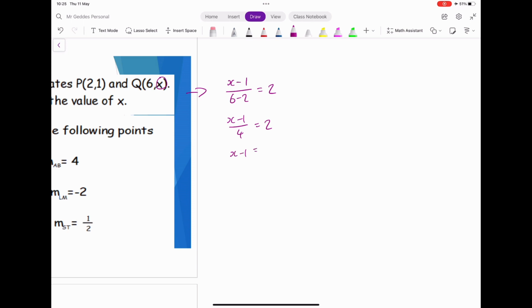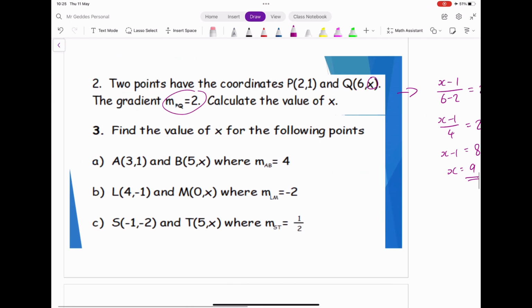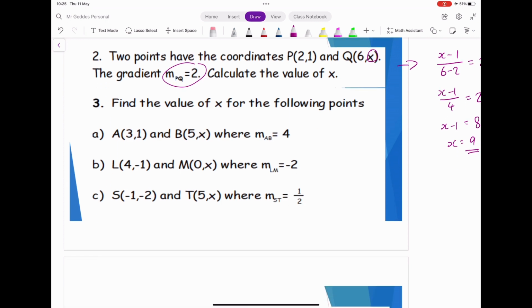Multiply both sides by 4 to get that. Then we can add 1 to both sides to get 9. So x is 9. So we used the formula in a different way. Something we didn't do at National 5, but it can happen at Higher. So you've got a few questions here to have a go at for question 3, using the same method. Have a go at those, and I'll be back in a wee second. Pause the video.